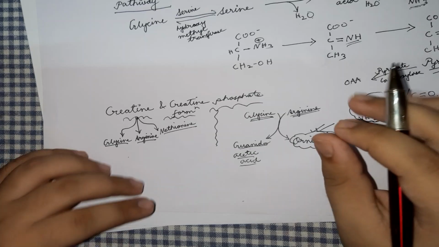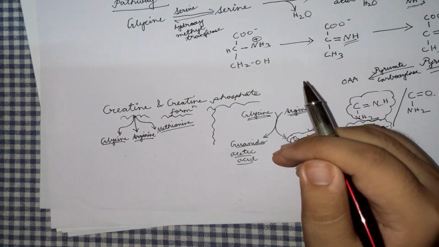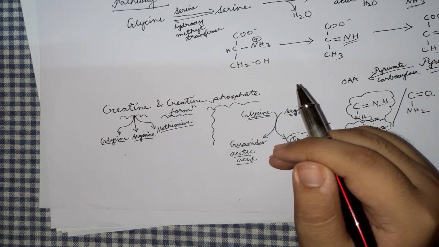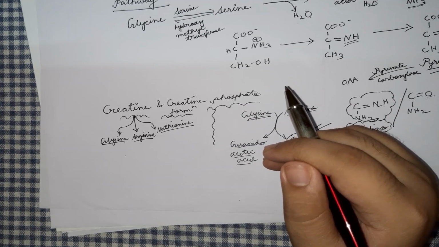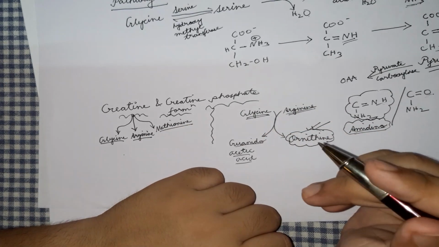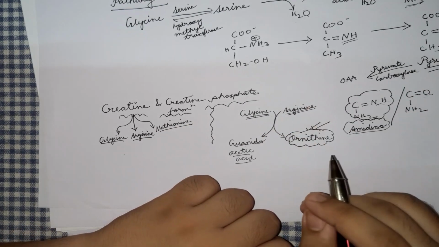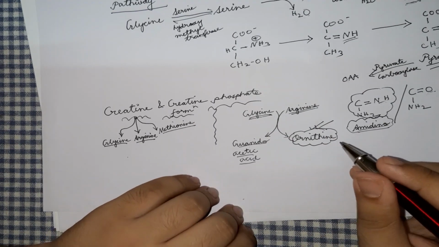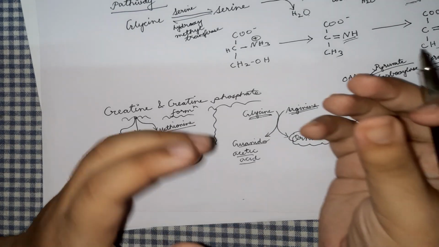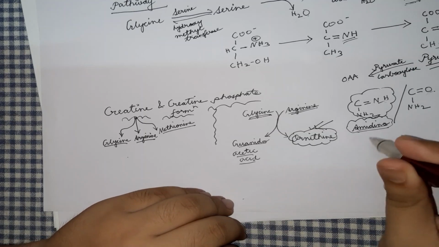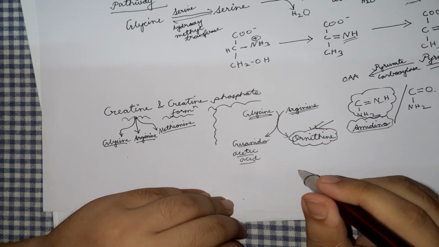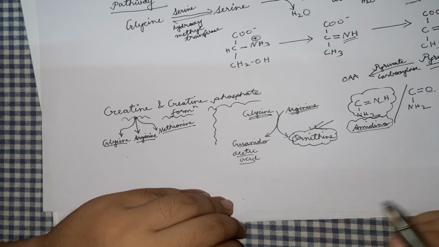Guanidoacetic acid is a bit tricky name. I'm going to give it that. So it has a novelty in terms of name. So do me a favor and remember this. All right, can you do that? I hope you can. So guanidoacetic acid is formed after glycine has got the amidino group from arginine, and arginine after losing it has become ornithine.